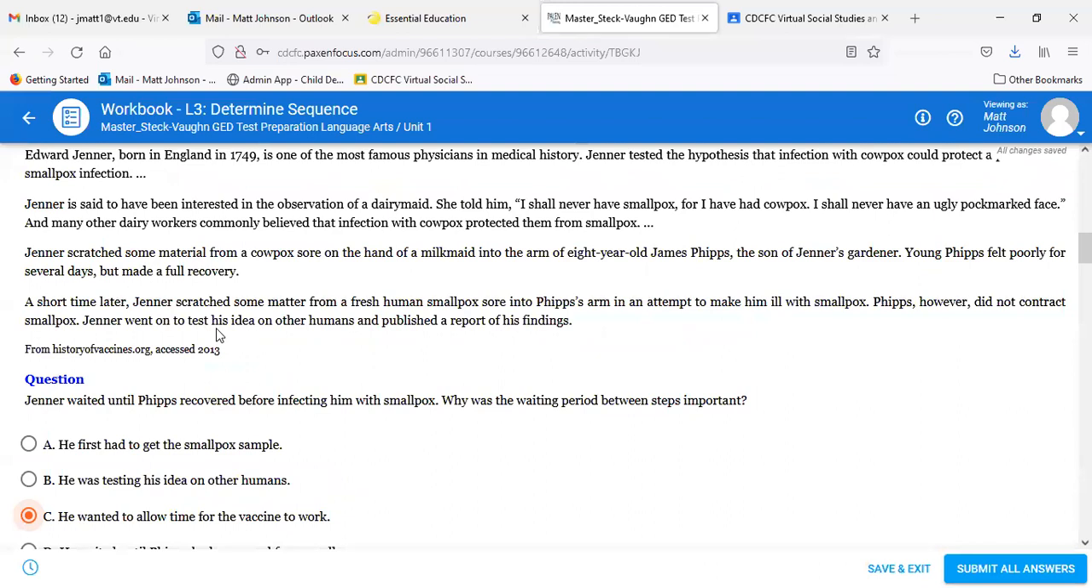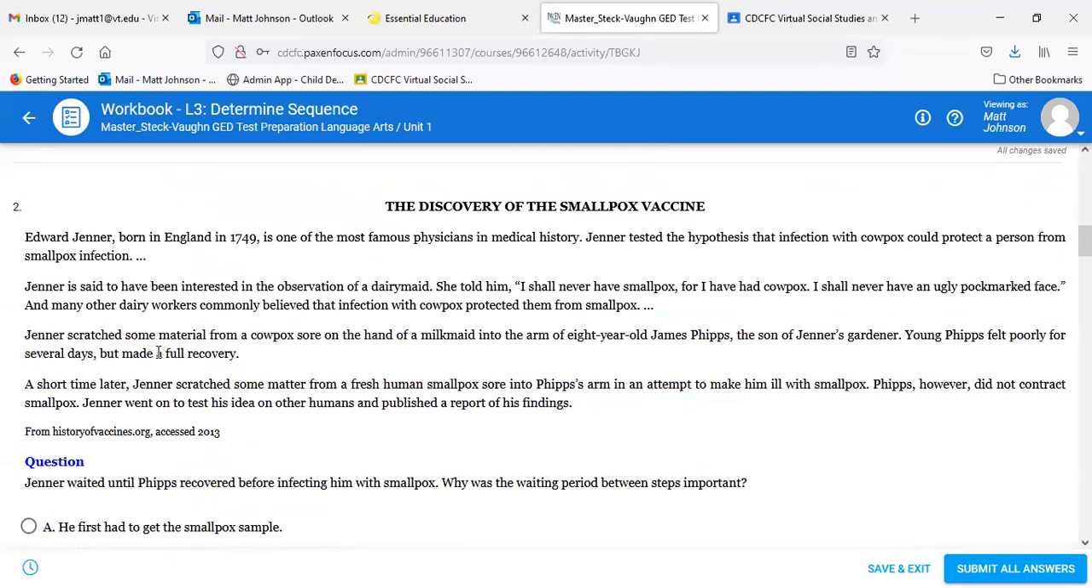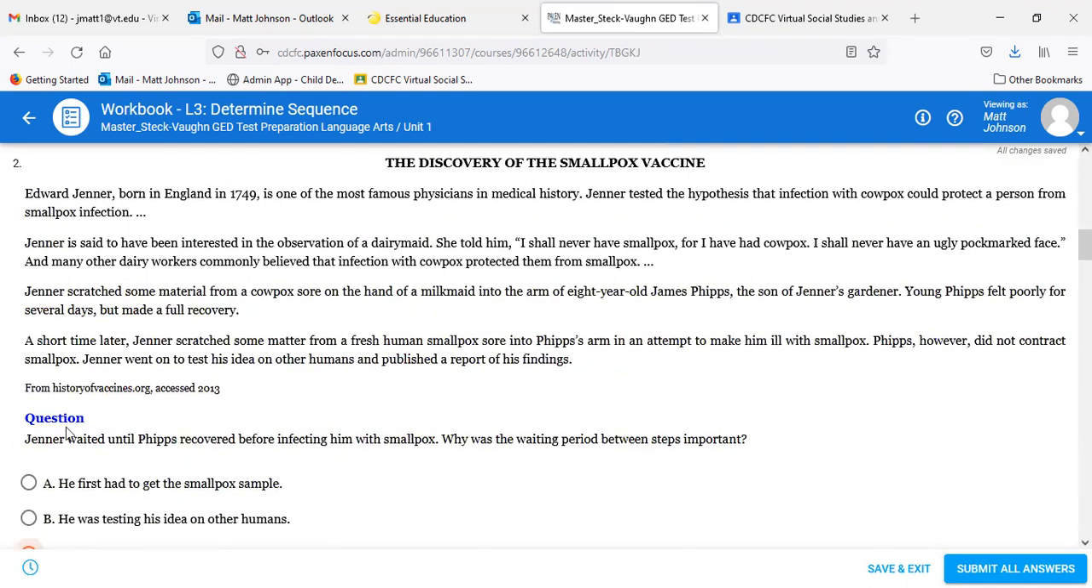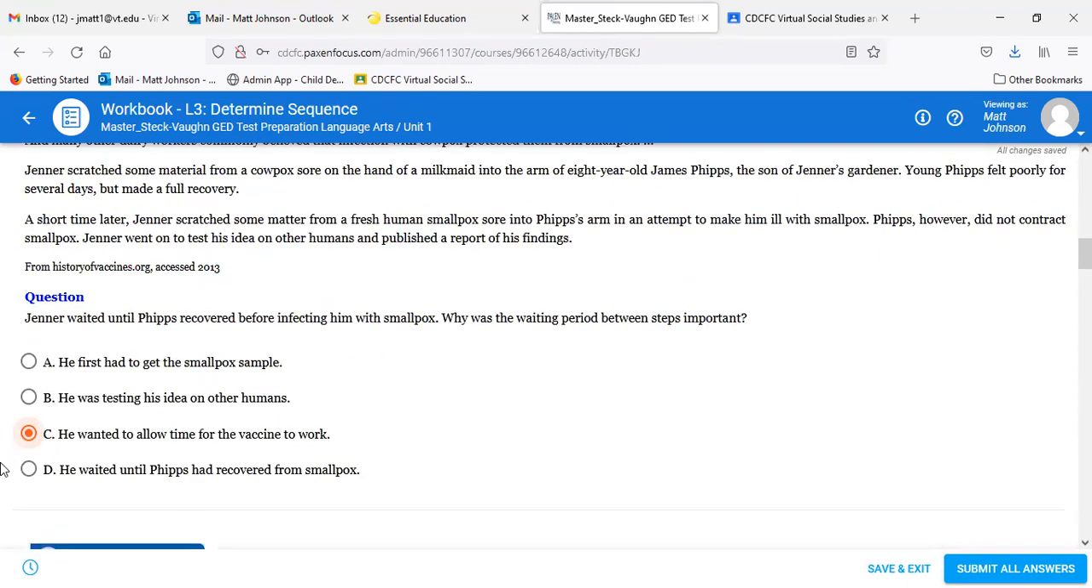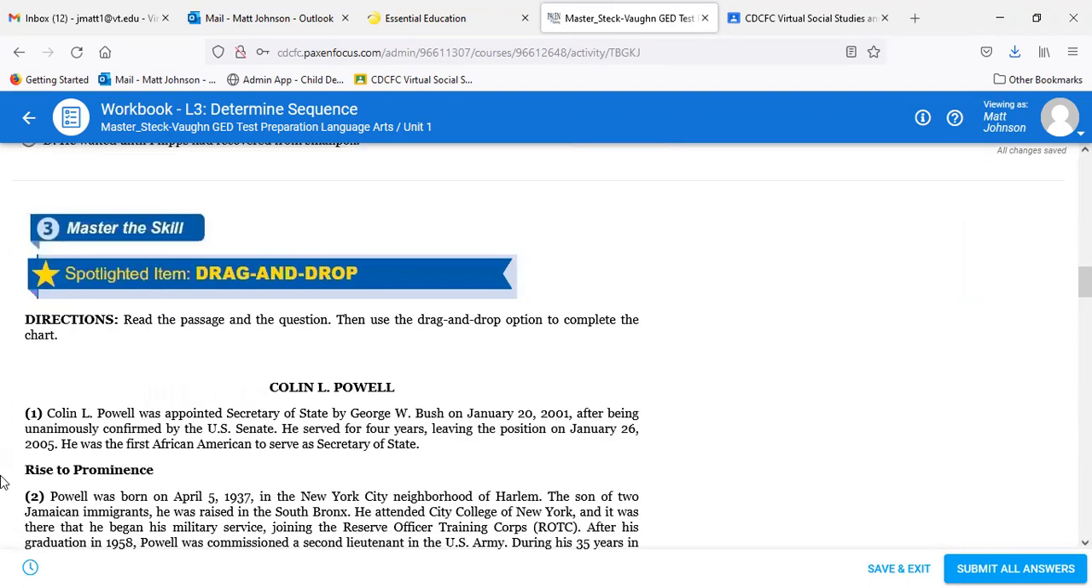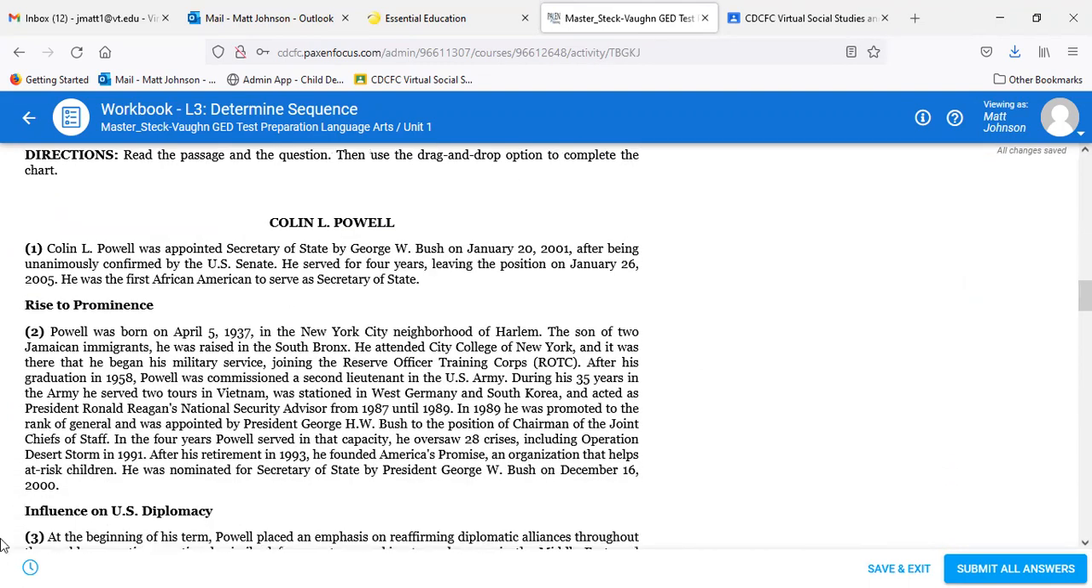And that's found right here, right? In that second sentence, young Phipps felt poorly for several days, but made a full recovery. A short time later, Jenner scratched some material from human smallpox sore into Phipps's arm. So he needed to wait for the vaccine to work. C. Right, that's why they always ask you when you get a vaccine, are you feeling okay today? Because if you're sick, it's not going to go so well if you get vaccinated.